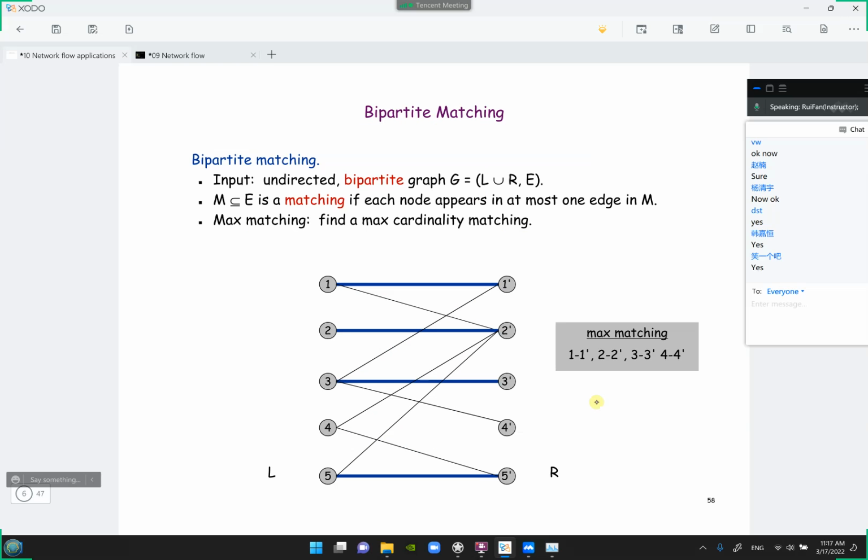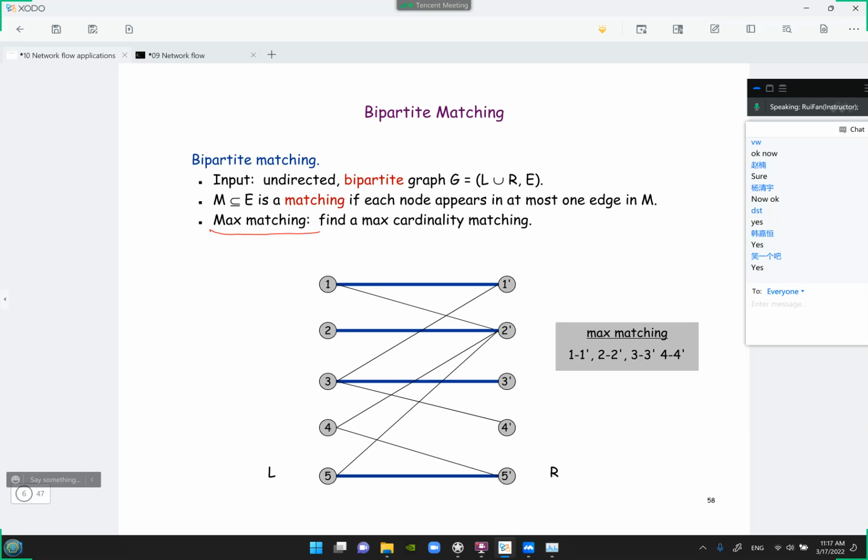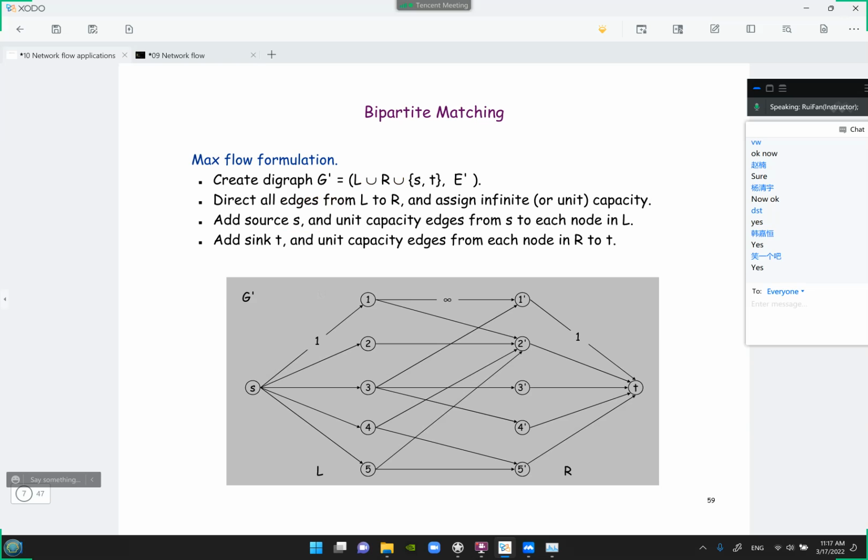So the problem we're trying to solve is this maximum matching. We're trying to find the maximum number of edges which form a matching in a bipartite graph. It turns out that you can solve this problem using MaxFlow, because you can take one of these bipartite graphs and transform it to another graph, and then you can run MaxFlow on this new graph.